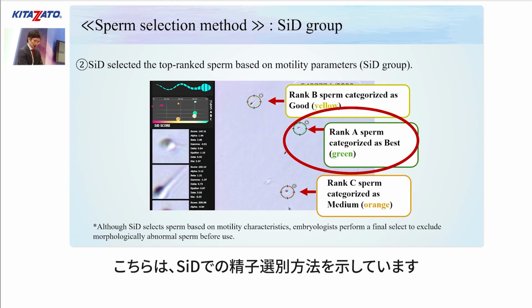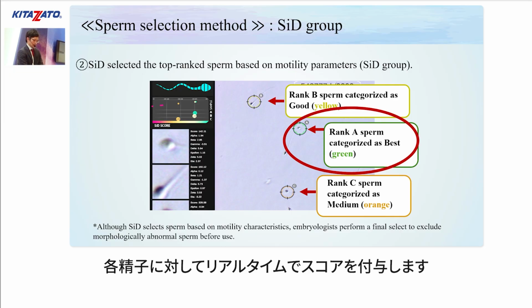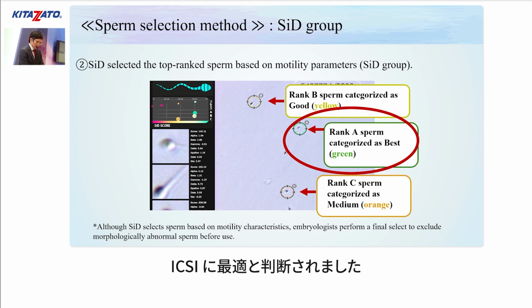This slide shows how sperm were selected in the SIDO group. SIDO evaluates motility characteristics and assigns a score to each sperm in real time, and we selected rank A sperm, categorized as best for ICSI.